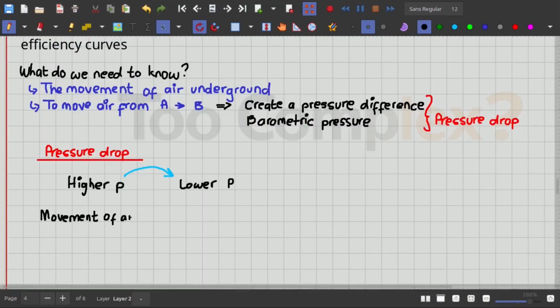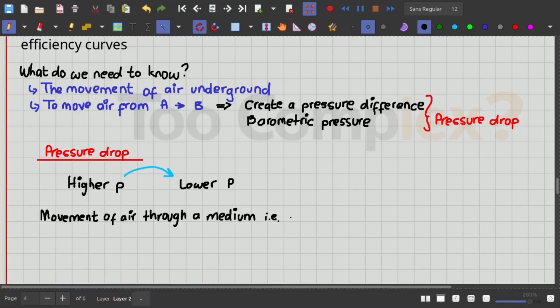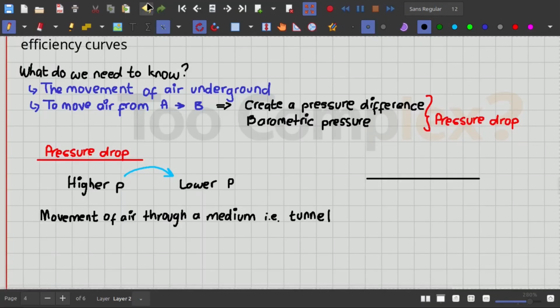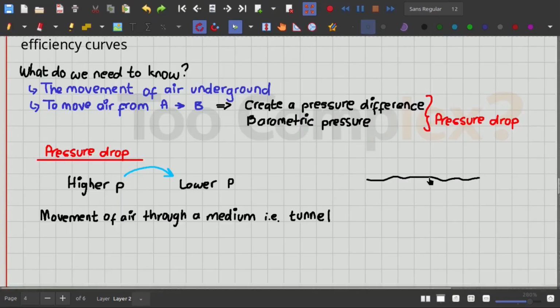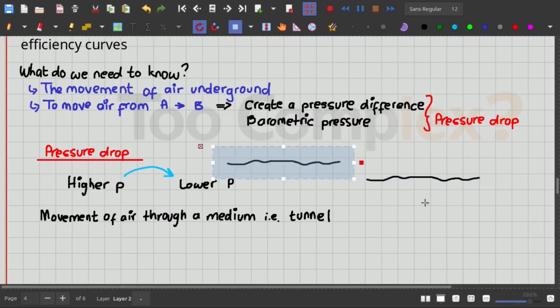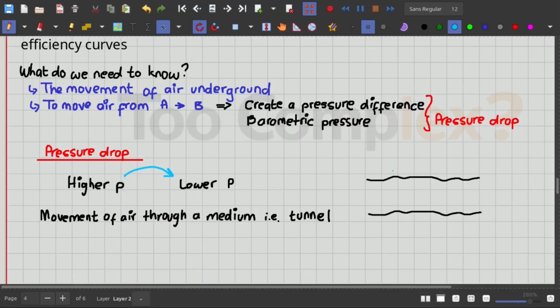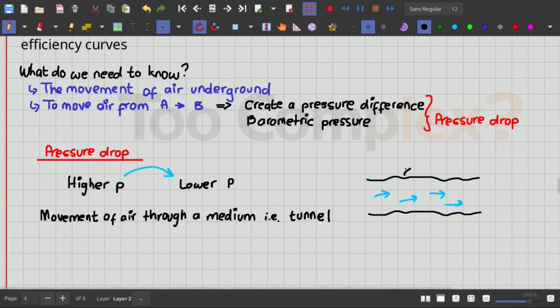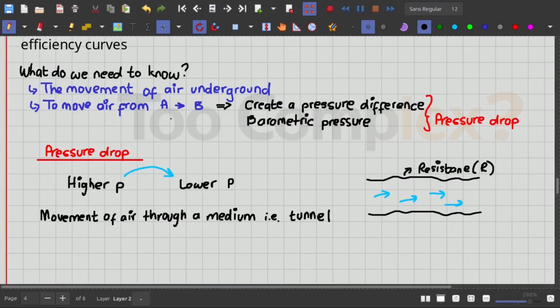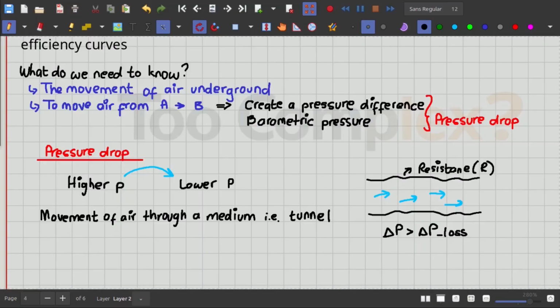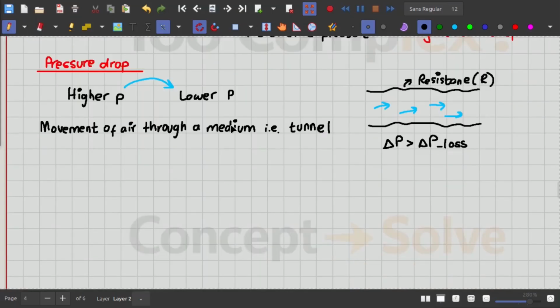So now there's a movement of air that is happening. We've created this pressure difference. There's a movement of air. Now remember, the medium through which we are moving this air also has a resistance. So in us creating a pressure, we need to ensure that we generate enough pressure so that we can overcome the resistance, right? So that we have a successful flow of air. Essentially, that's what ventilation is, right? We are trying to provide enough air to get rid of gases, provide breathable air, to cool the area, and so on and so forth, right?